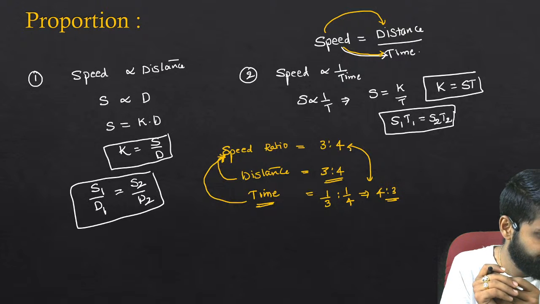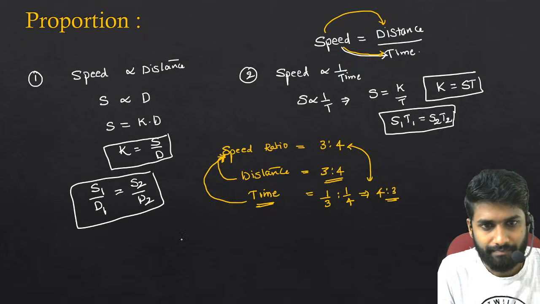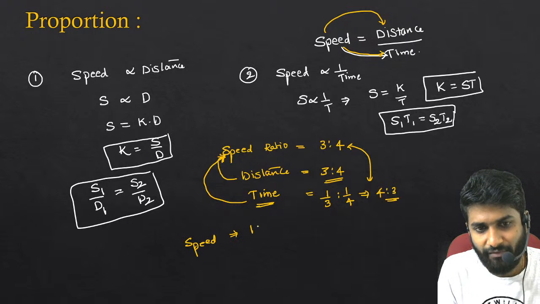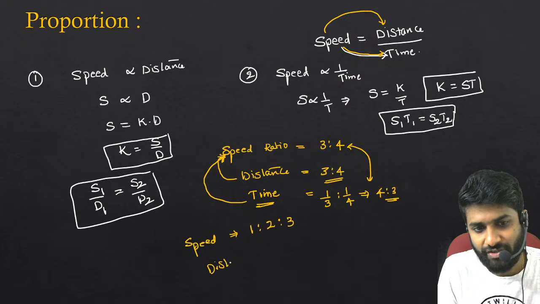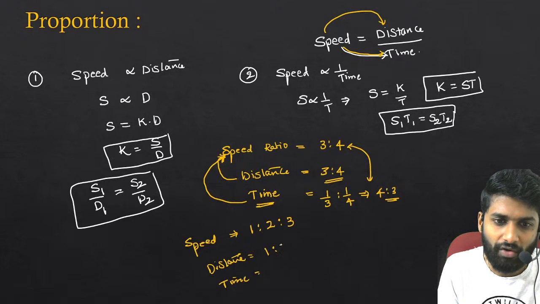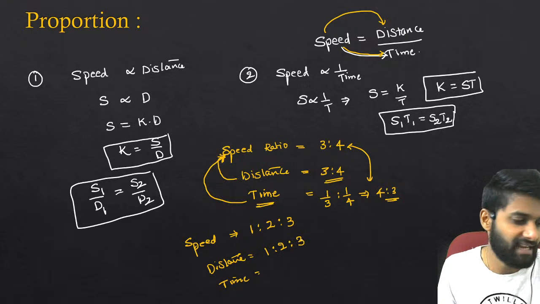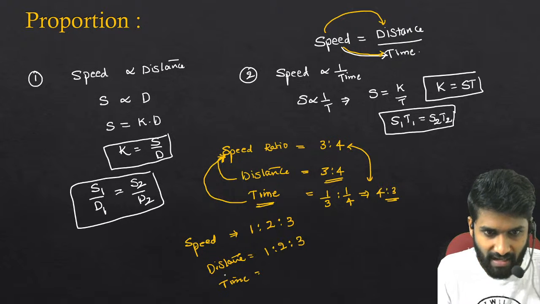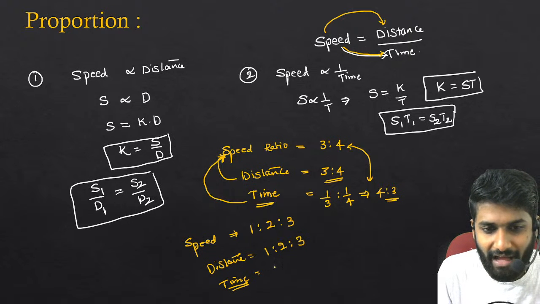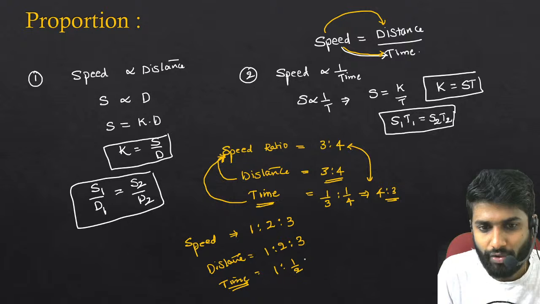Is it clear? Now, for example, if the speed ratio is given as 1:2, 2:3, then what is the distance ratio and what is the time ratio? Now see, the distance ratio is always constant, Nana. The value becomes exactly equal to 1:2, 2:3. But according to the time, the value you can take as inversely proportional.